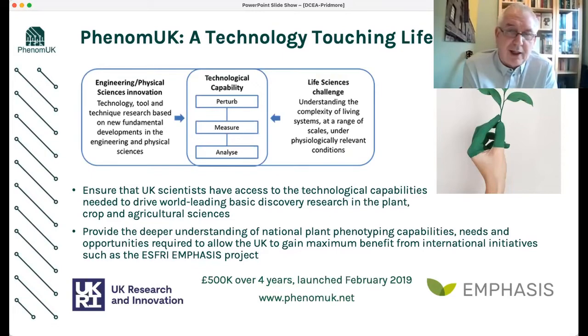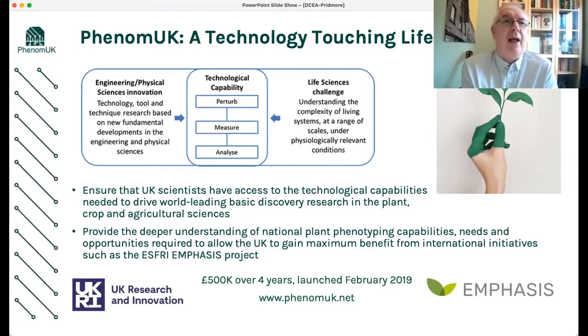So Phenome UK focuses on plant phenotyping. Our goal is to make sure that UK scientists have the technology they need by bringing these two communities together, but also to try and understand what the UK needs in terms of phenotyping tools and services.